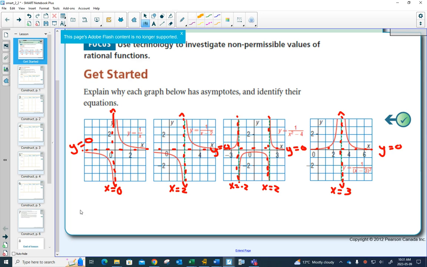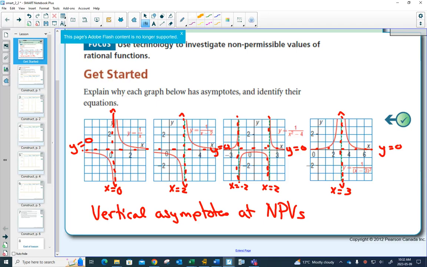Did you notice that we have vertical asymptotes wherever there was a non-permissible value? That's something in common in all four of these. What is a non-permissible value? Something you're not allowed to do. And what are we not allowed to do? You are not allowed to divide by 0.